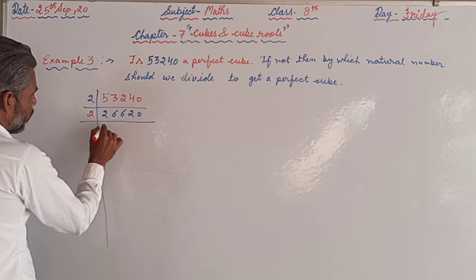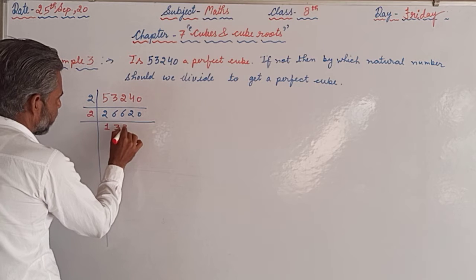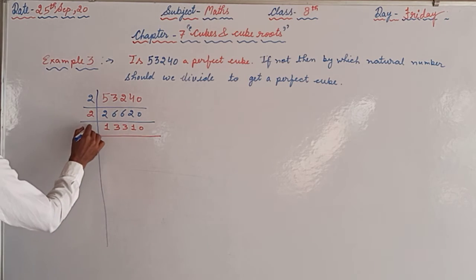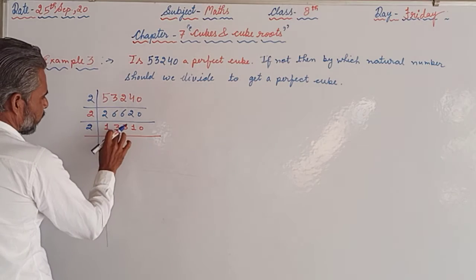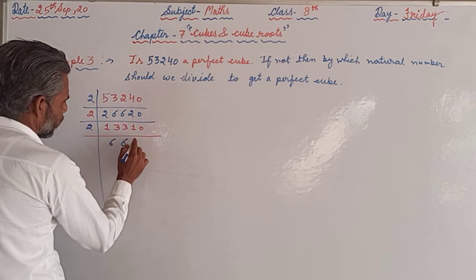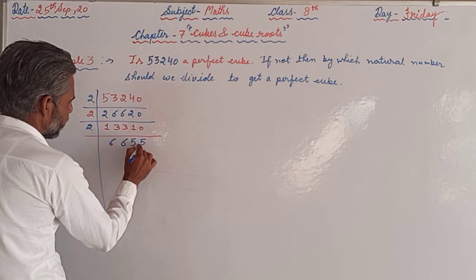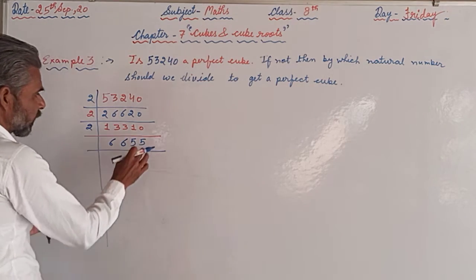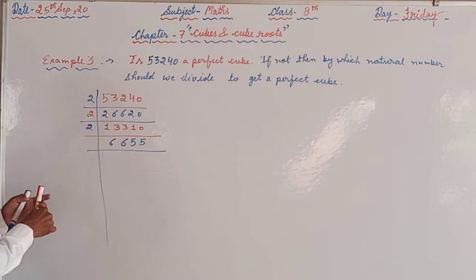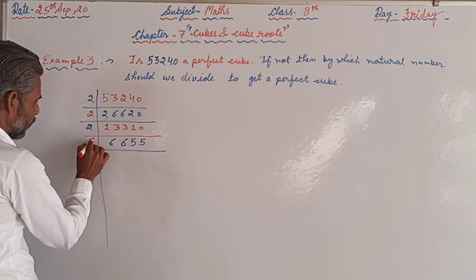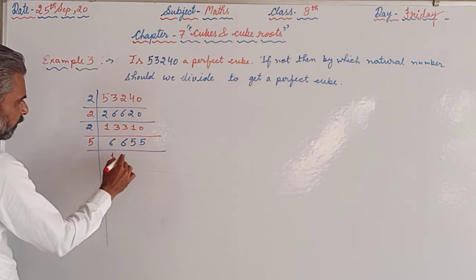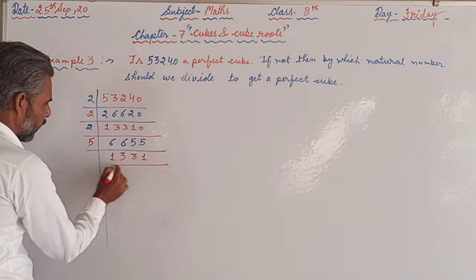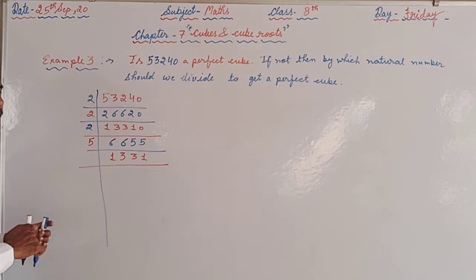So 2 1 3 3 1 0, again it can be divided by 2. 2 6s are 12, 2 6s are 12, 2 5s are 10, and 2 5s are 10. Now this number is ending with 5, so it can be divided by 5. 5 1s are 5, 1 is remaining, 5 3s are 15, 5 3s are 15, and 5 5s are 5. Now this number cannot be divided by 2.